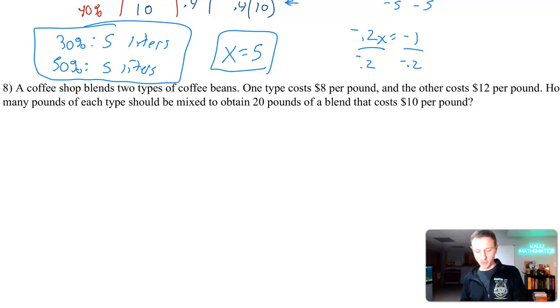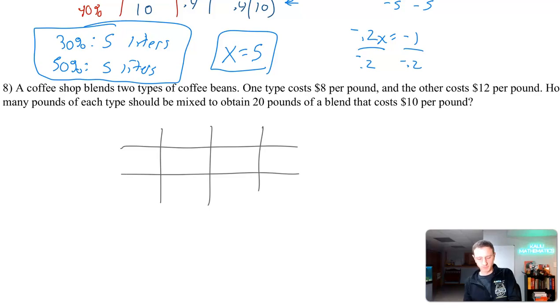These problems, the biggest issue with these problems is just the overwhelming nature of them. Just a lot of words, a lot of numbers being thrown at us. So break it down. Let's just create a table. That's a good starting point. What we want is 20 pounds, so I'm just going to call this column pounds, of that costs $10. So we'll just call this column cost, I guess. So that it costs $10.